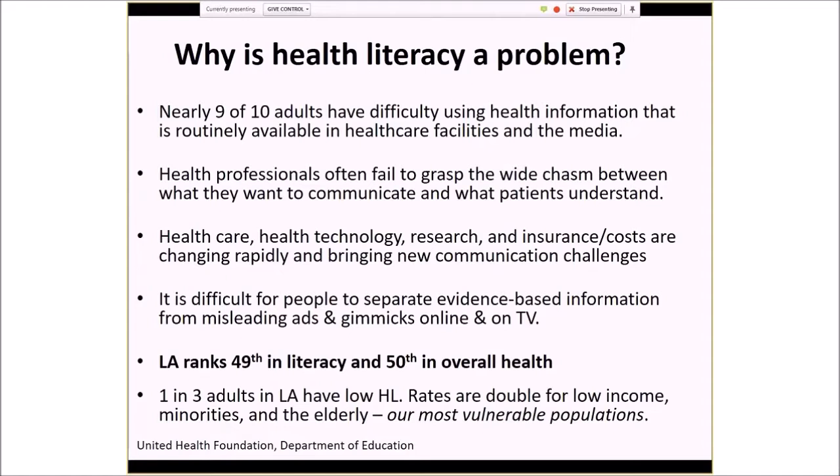It's trusted by them, but is it accurate and evidence-based? The problem here in Louisiana is exponential, because we rank 49th in literacy and 50th in overall health, and 1 in 3 Louisiana adults have low health literacy. Rates are double for low-income folks, minorities, the elderly, our most vulnerable populations.